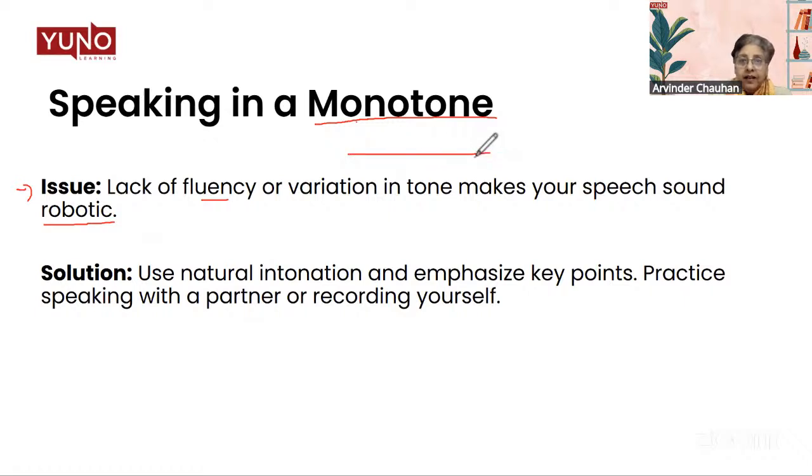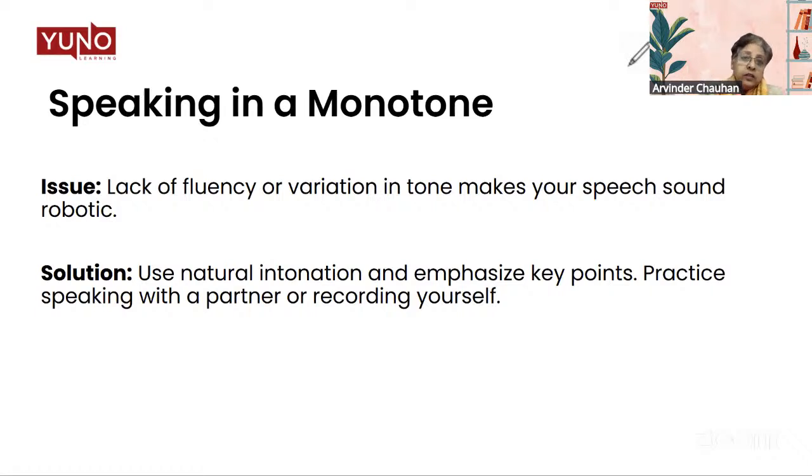Let me read this sentence to you in a monotone. So, lack of fluency or variation in tone makes your speech sound robotic. I mean, imagine if I have to give you a lecture in this tone, in a straight line. Oh my God, how boring that would be. You would run away, right? You would just leave the class and run away. So that can be really monotonous and very, very boring.